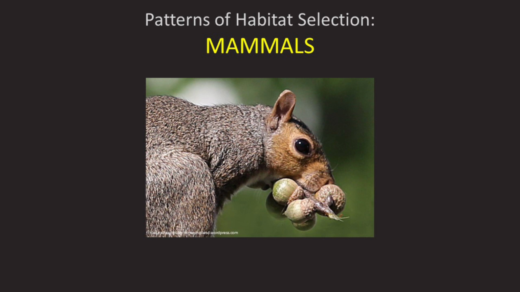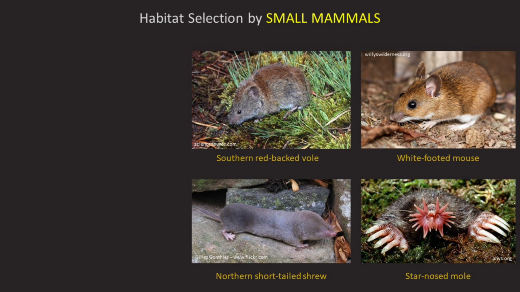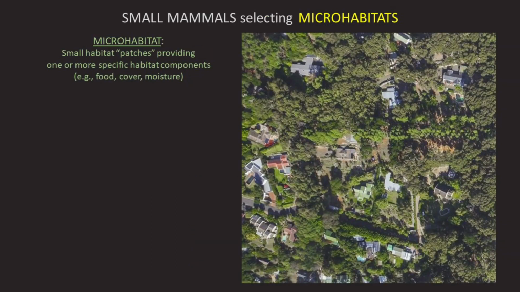All right, so how are mammals selecting their habitat? We'll begin with the small mammals, which are important in their own right, and they are also important food sources for larger mammals, hawks, owls, and many snakes. So, habitats that support an abundance of small mammals are often habitats that support an abundance and variety of predators.